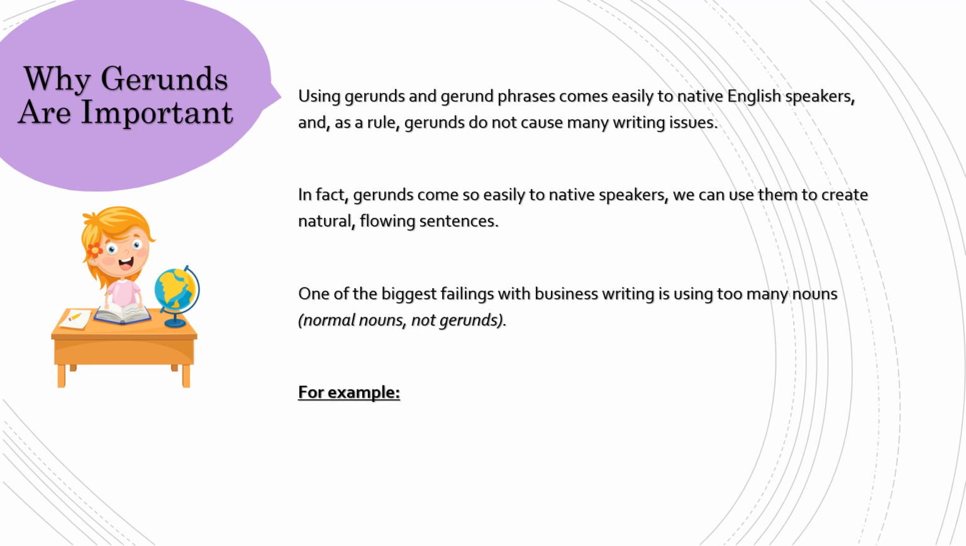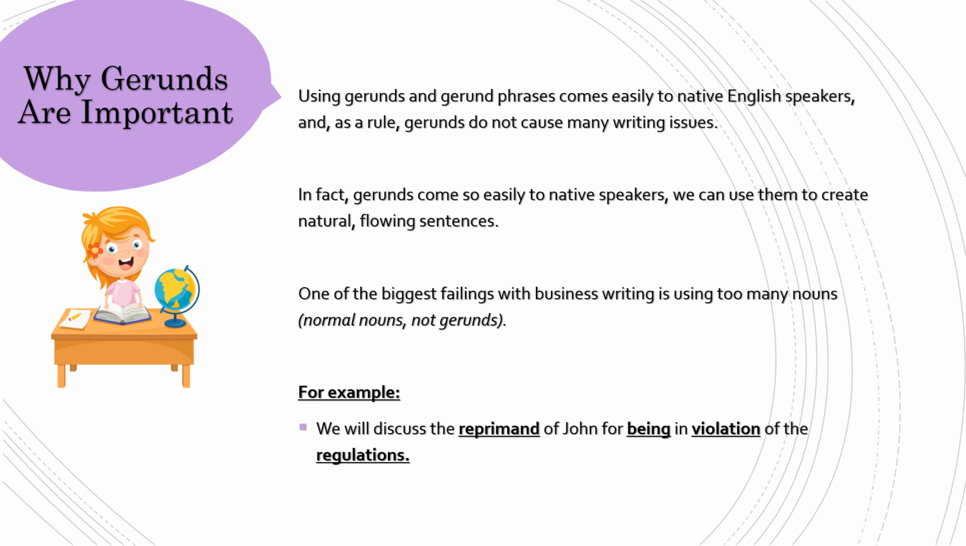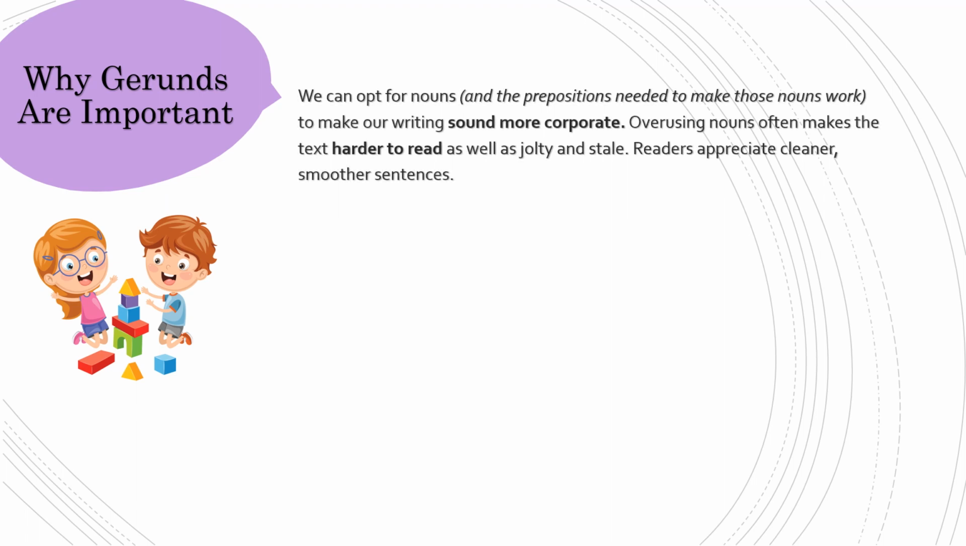For example, we will discuss the reprimand of John for being in violation of the regulations. This sentence has overused nouns, making the sentence sound stilted. We can opt for nouns, and the prepositions needed to make those nouns work, to make our writing sound more corporate. Overusing nouns often makes the text harder to read as well as jolty and stale. Readers appreciate cleaner, smoother sentences.